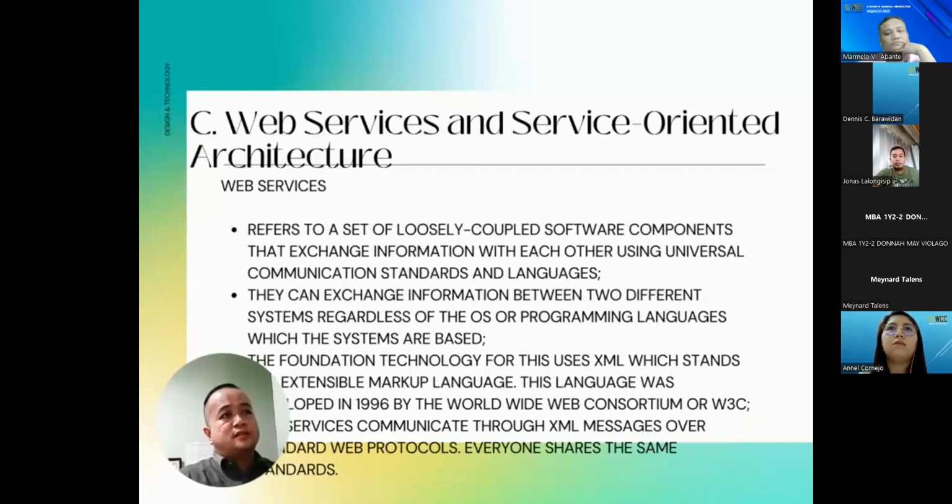Web services refers to a set of loosely coupled software components that exchange information with each other using universal communication standards and languages. They can exchange information between two different systems regardless of the operating system or programming languages on which the systems are based. The foundation technology for this uses XML, which stands for Extensible Markup Language. This language was developed in 1996 by the World Wide Web Consortium, or W3C. Web services communicate through XML messages over standard web protocols. Everyone shares the same standards.